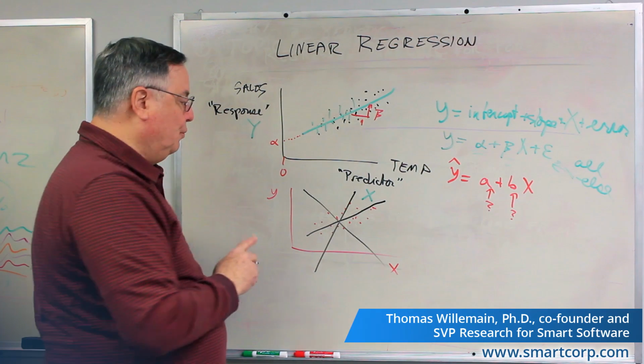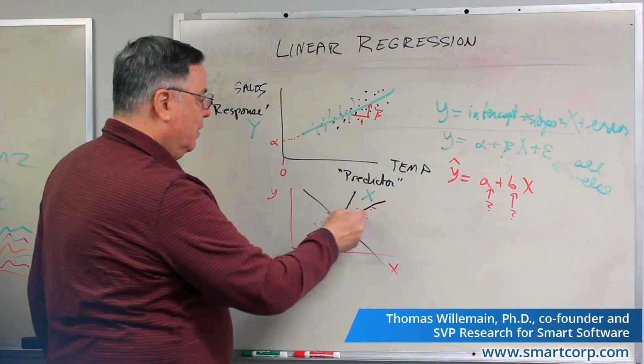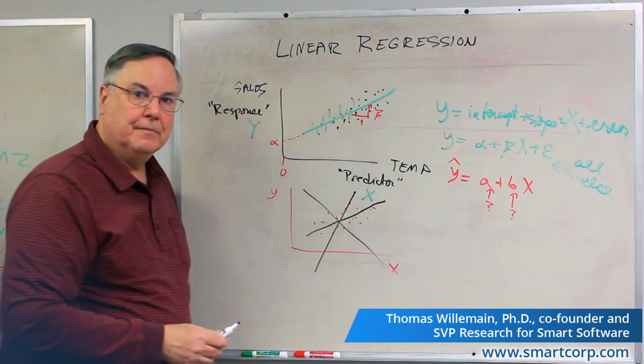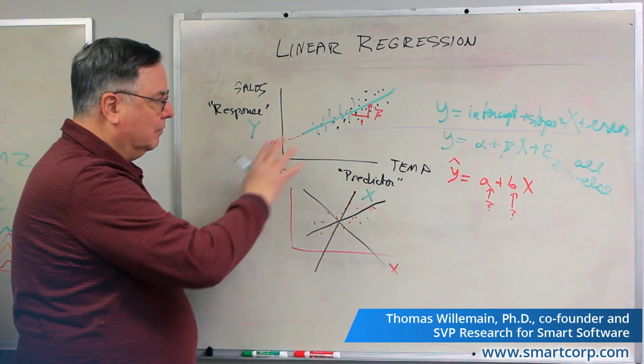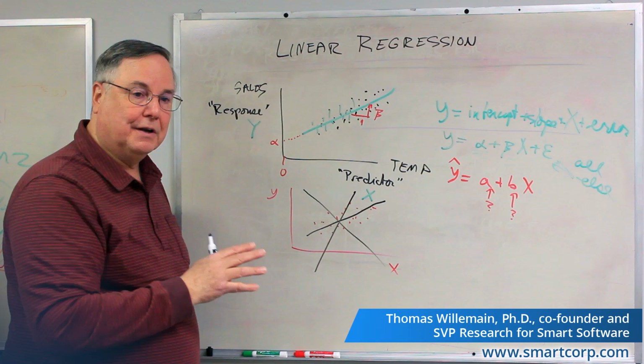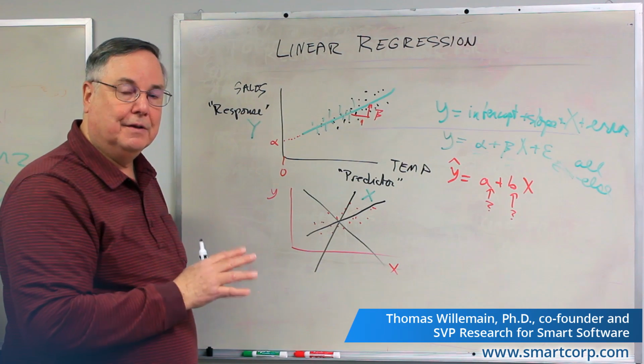So the principle we use is to see which line comes close to the actual data points. And I'll erase this and start with a cleaner picture, and we'll just look at how we would calculate the intercept and slope.